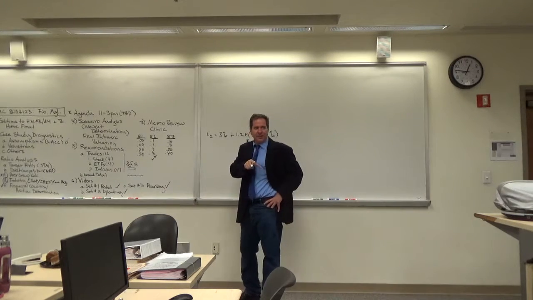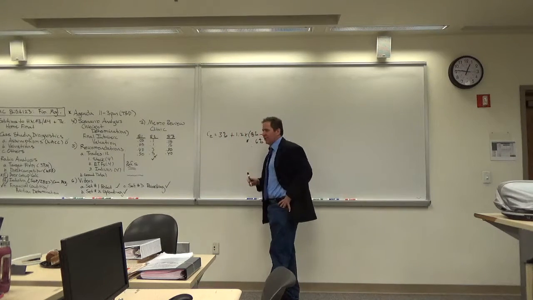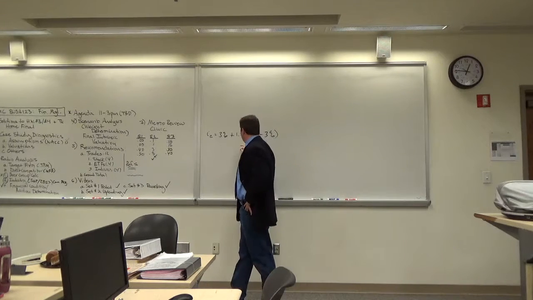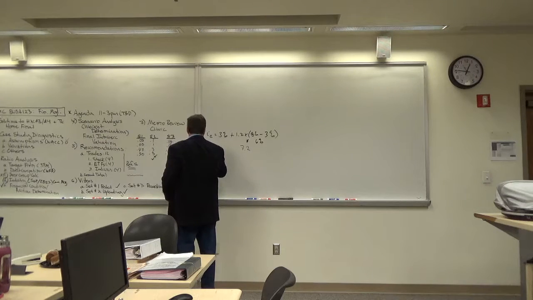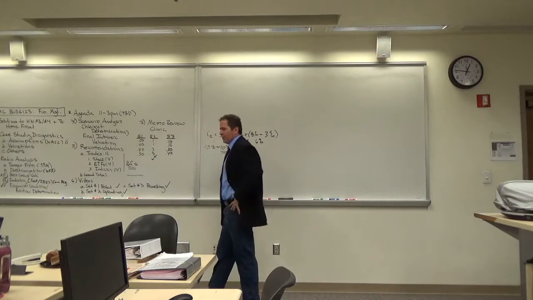Okay, cool. And then so what is 1.2 times 6? 7.2, so this is basically 10.2, or basically 10%. That's your cost of equity.